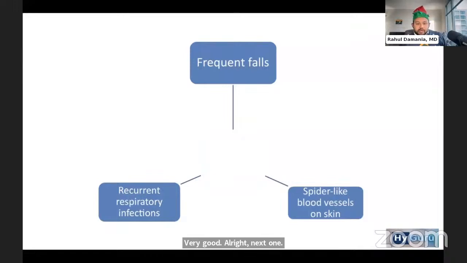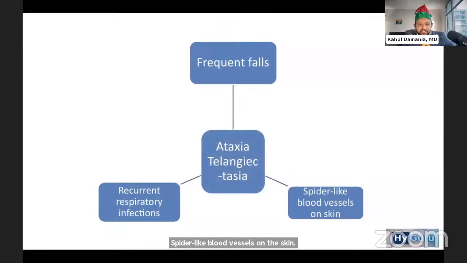Frequent falls, recurrent respiratory infections, spider-like blood vessels on the skin. Excellent. Very good. Ataxia telangiectasia. Remember, you can get ataxia. The spider-like blood vessels are going to be your telangiectasias, and you're going to get IgA deficiency, which presents as recurrent sinopulmonary infections. This is an issue with, again, DNA repair mechanisms.